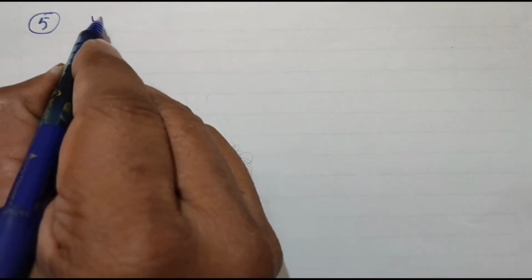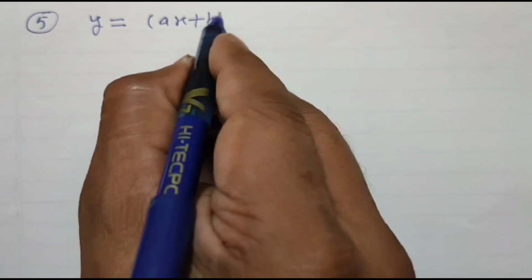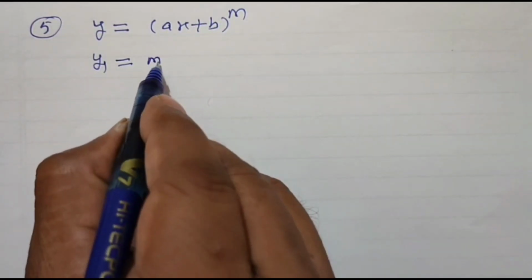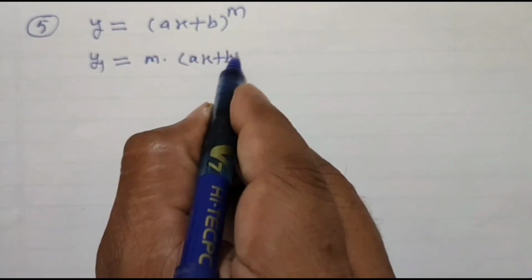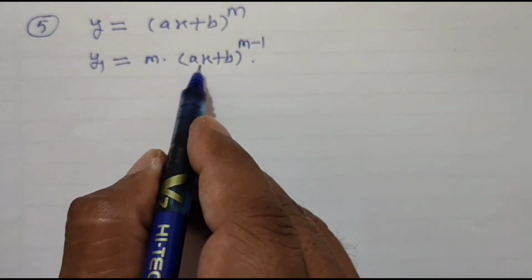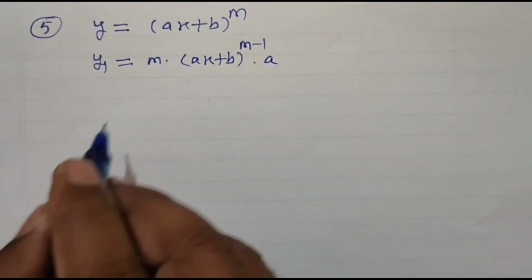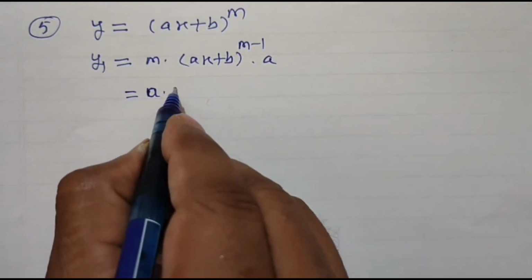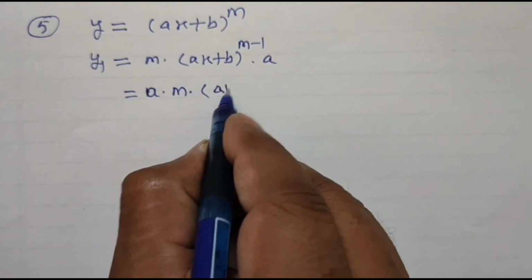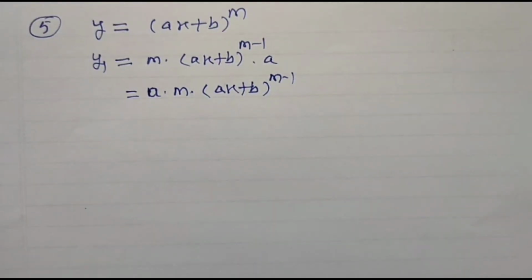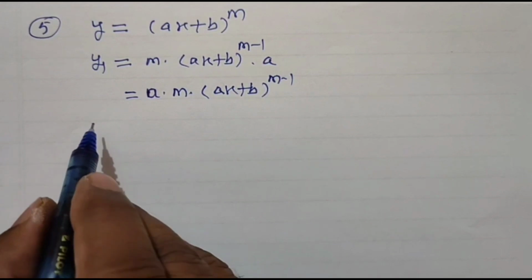Now formula number 5. If y is equal to (ax + b) to the power m, y1 is equal to m into (ax + b) to the power m minus 1 into the derivative of (ax + b) with respect to x, that is a. So this can be written as a into m into (ax + b) to the power m minus 1. This is the first order derivative. Let us find the second order derivative.